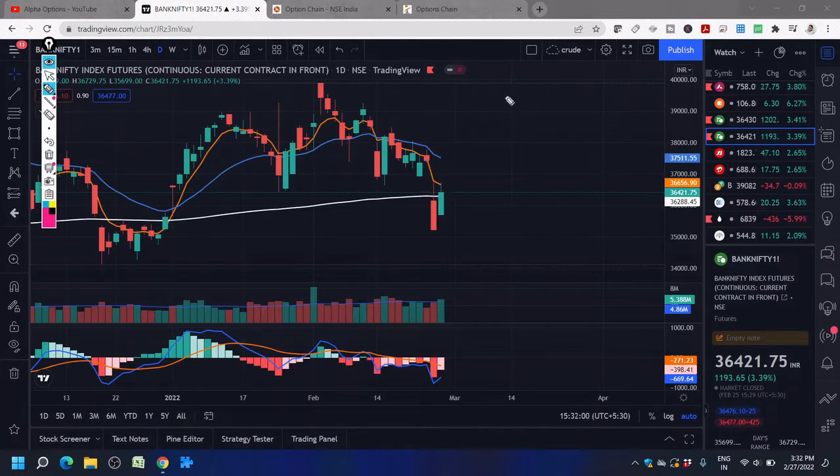So what is the possibility now? The possibility can be either it can open above this candle and break the high of this candle and start moving up. This can be a very good sign for us. Or it can stay here for 1 or 2 days, maybe drop in a bit, and then do this thing.